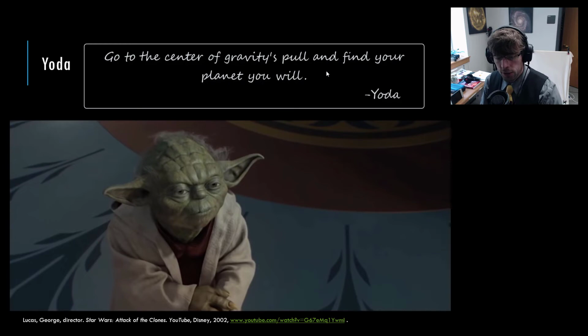Go to the center of gravity's pull and find your planet, you will. Yes, yes. Many planets you will find.